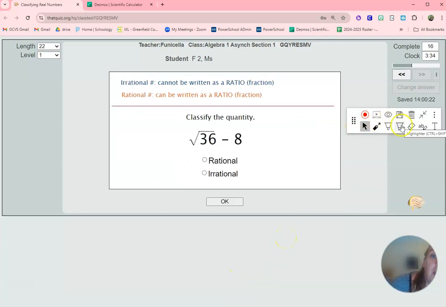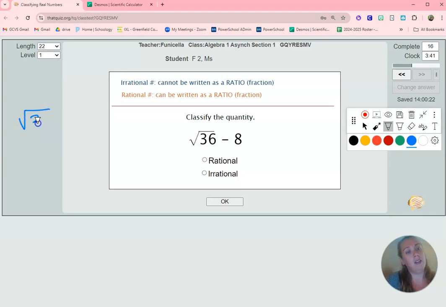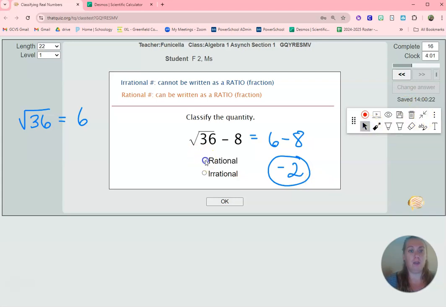Classify the quantity here, and we're going to want to do some simplifying before we classify. So we see the square root of 36, which means what number multiplied by itself gets us 36? And that is 6. So really what we have here is 6 minus 8. A smaller number minus a bigger number is going to give us a negative integer, -2, which is rational. So we're noticing that when we simplify, we get -2, and that is a rational answer, and then hit OK.